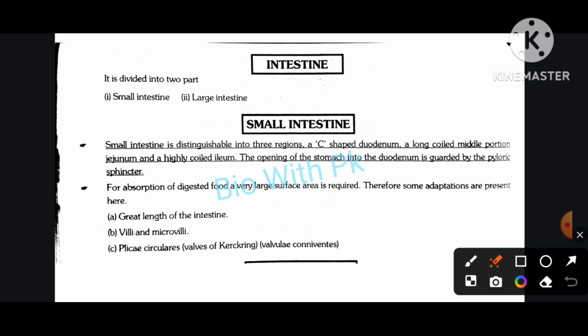Number A, great length of the intestine. Number B, villi and microvilli. Number C, plicae circulares, valves of Kerckring, valvulae conniventes.